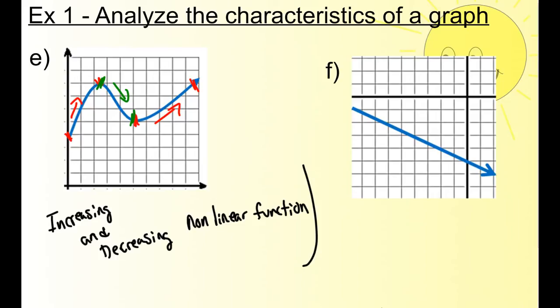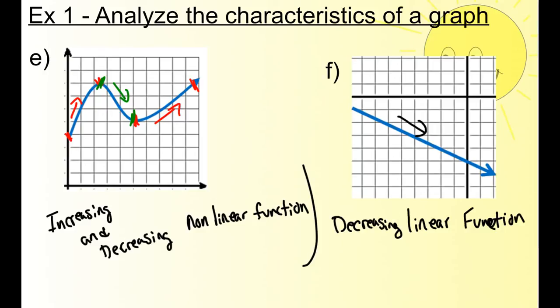And letter F. This one is linear. It's a straight line. And let's see, increasing, decreasing, or constant? Definitely decreasing. It's decreasing because it's going down. It has a negative slope. However you want to say it, that's what it is. It is a decreasing linear function.